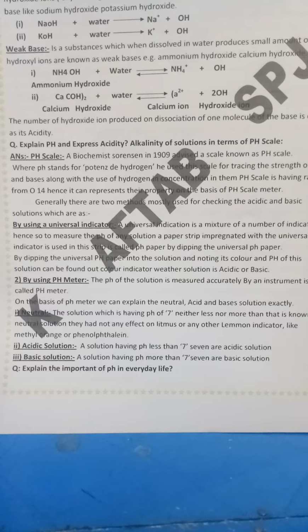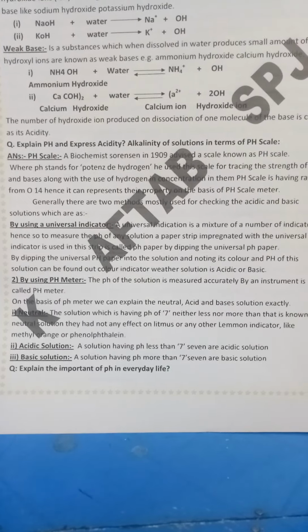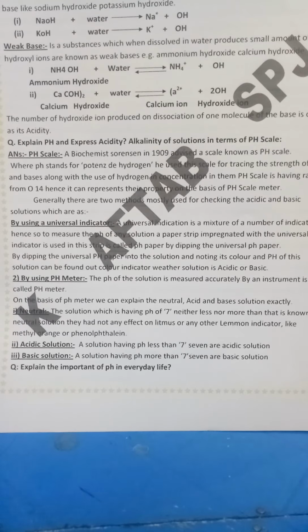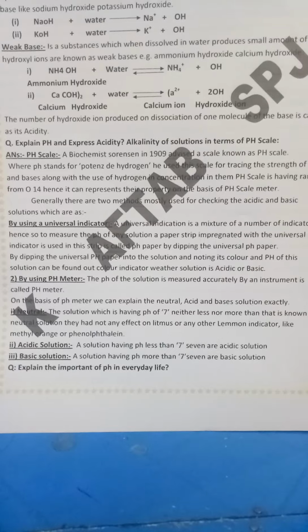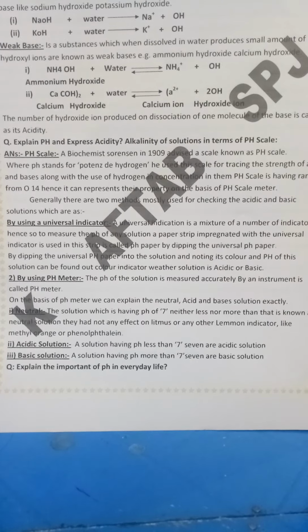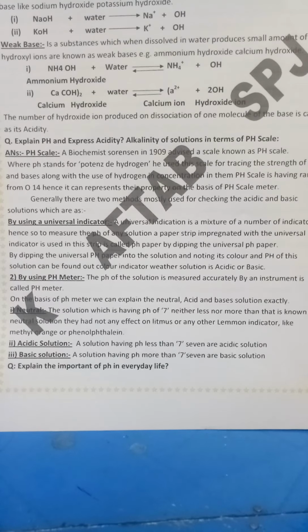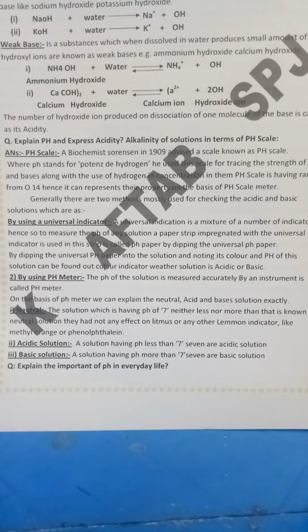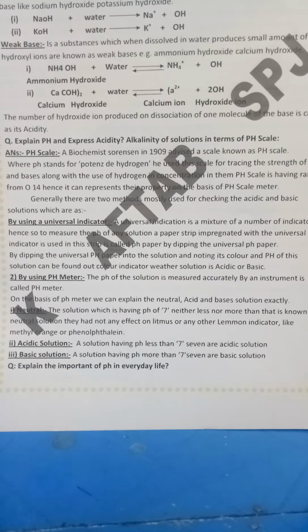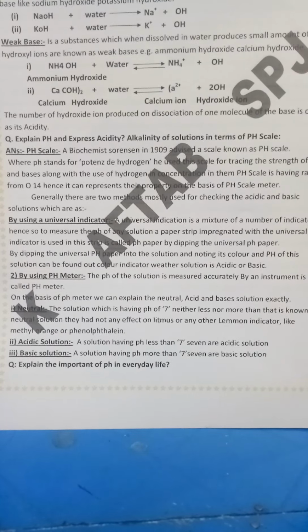And before this scale, there were a number of other sources used to check whether substances are acidic or basic in nature. They are called litmus papers, methyl orange, phenolphthalein, and turmeric powder, which are used to check whether substances or solutions are acidic or basic in nature.